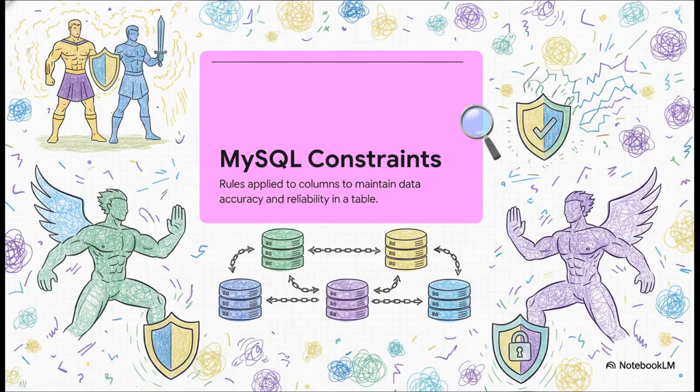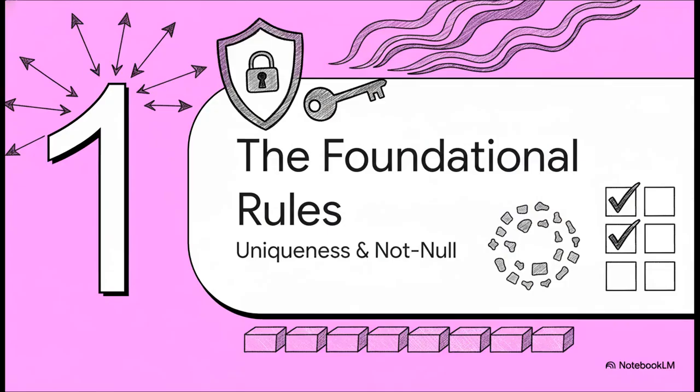You can't. And this is where our heroes finally enter the picture. MySQL constraints are that set of rules you apply to your tables to prevent exactly this kind of chaos. They are the guardians that enforce order, making sure your data stays accurate, reliable, and actually useful. Okay, so let's start with the most fundamental guardians out there. These are the ones that really form the bedrock of data integrity, the rules that demand uniqueness and completeness.